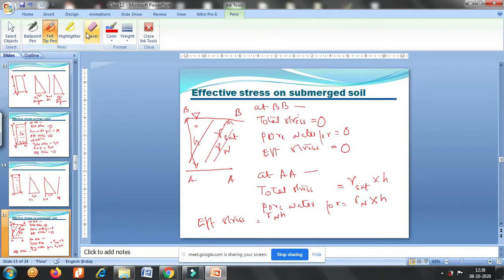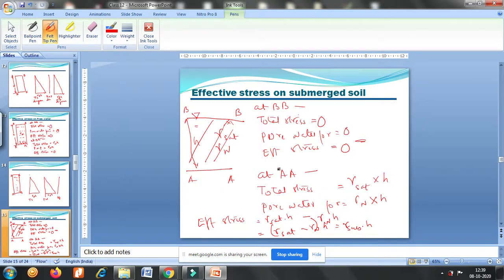It is gamma saturated. There is a total stress, gamma saturated into H, minus the pore water pressure, gamma W into H. So from that we can find gamma saturated minus gamma W into H. Gamma saturated minus gamma W is nothing but the gamma submerged into H. So from that we can find the effective stress.